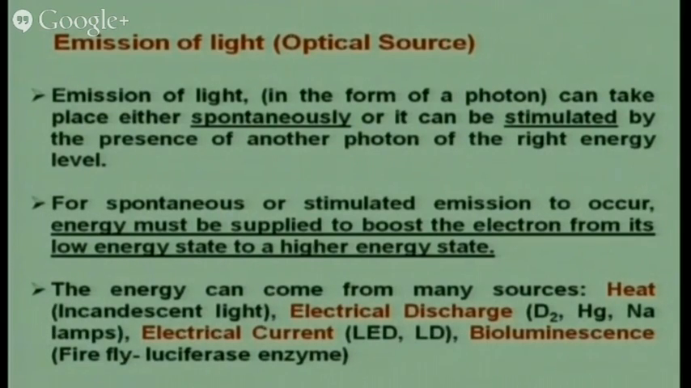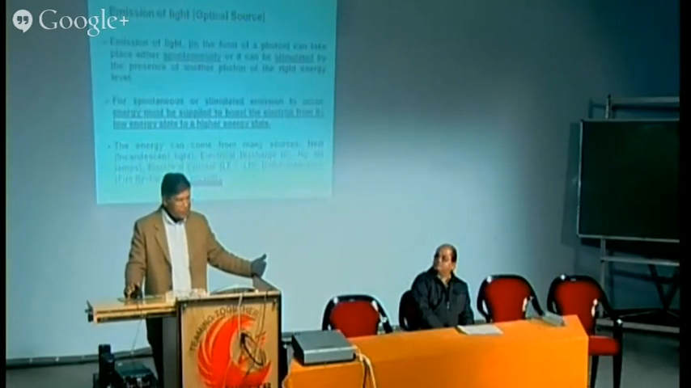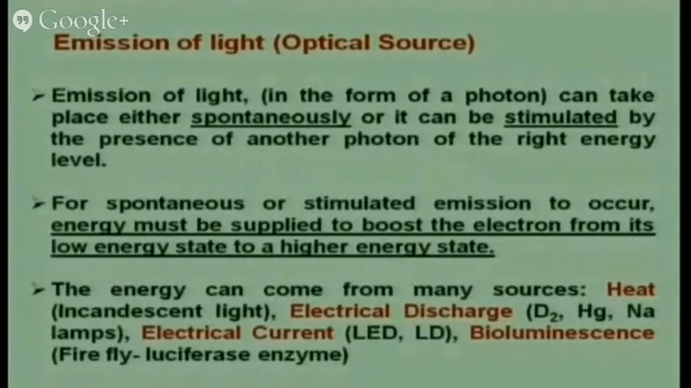The energy can come from many sources. It can be in the form of heat, like an incandescent lamp, or electrical discharge lamps, such as deuterium, sodium and mercury lamps. Or it can be electrical current, as in laser diodes or LEDs, or bioluminescence. Bioluminescence is fireflies, which also create light. So there are many ways whereby I can create light using these mechanisms.